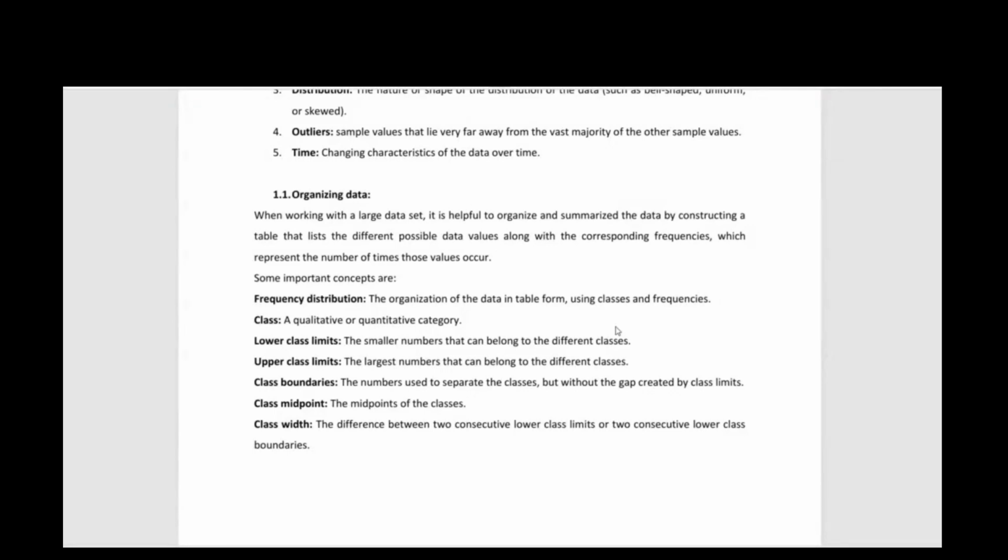The class boundaries are the numbers used to separate the classes, but without the gap that is created by class limits. The class midpoint is the midpoint of the classes. And the class width is the difference between two consecutive lower class limits or two consecutive lower class boundaries.